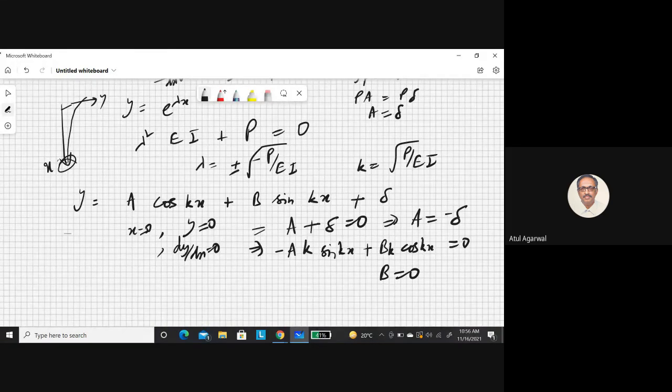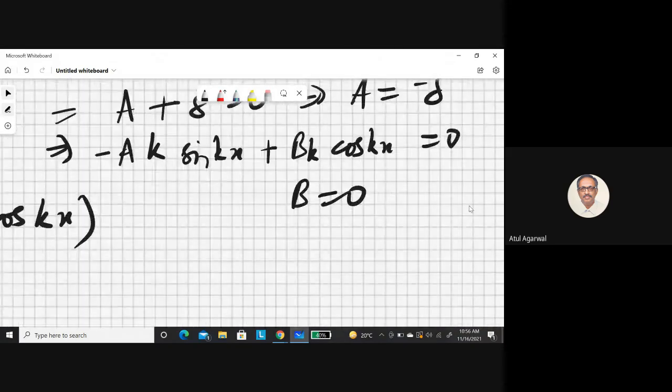So what do we get as our solution? Y is equal to delta into 1 minus cos kx. Any problem do you see? Clear, sir. Delta into 1 minus cos kx. Okay. So this is what I'm getting.